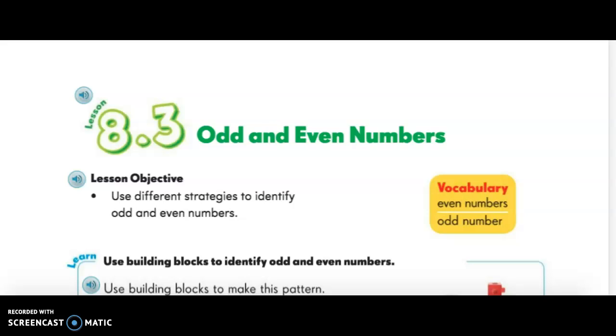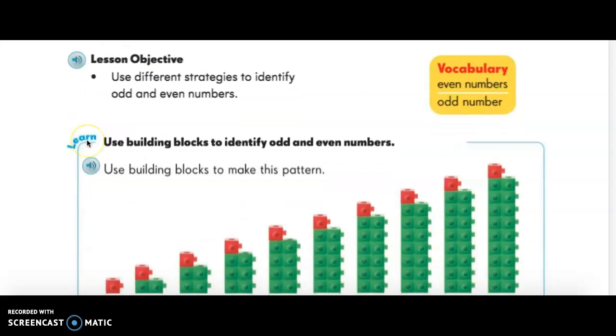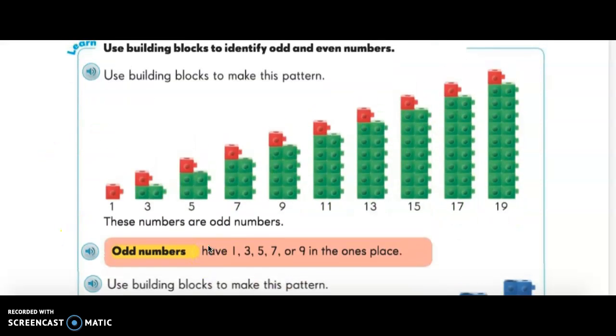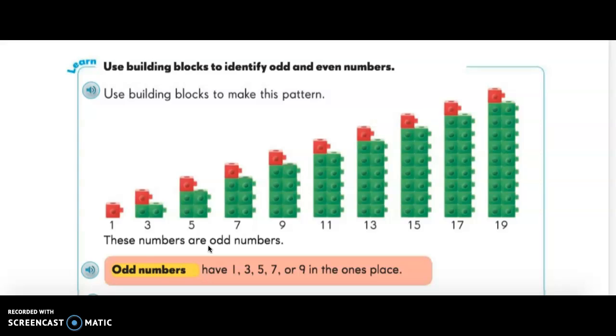So this is 8.3, odd and even numbers. We're just going to be looking at some different strategies to identify odd and even numbers. This really helps with division in order to decide whether there is going to be a remainder right off the bat. So this should be a pretty quick and easy lesson for everyone.